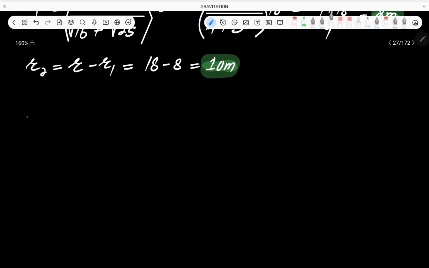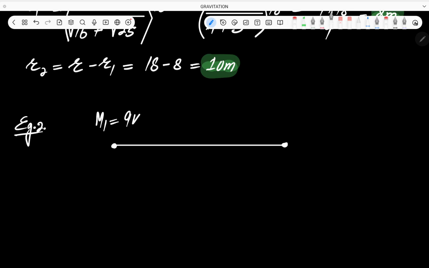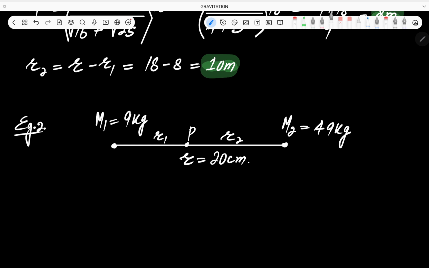Let me keep a home assignment for you. This is example number 2. I'm sure you can do this question. Again, there are two particles. Let's take this particle mass m1, it is 9 kg. This particle is m2, whose mass is equal to 49 kg. The separation between these two is 20 centimeters. Obviously r1 and r2 will be in centimeters. The point of equilibrium will lie somewhere in between. This is r1, this is r2. I hope that you can do this question easily. I will keep it as a home assignment for you.